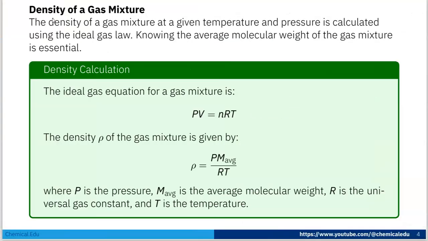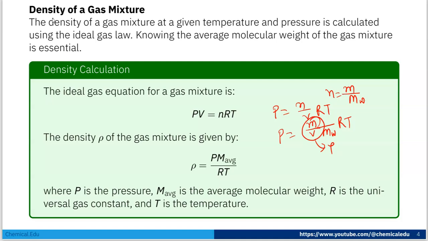Now density of a gas mixture. The density of a gas mixture at a given temperature and pressure is calculated using the ideal gas law. Knowing the average molecular weight of the gas mixture is essential. Now we know that PV is equal to nRT. So P is nothing but n by V times RT. Now n is nothing but m by M, that is mass by molecular weight. If we plug that in, P is equal to m by V by molecular weight times RT.